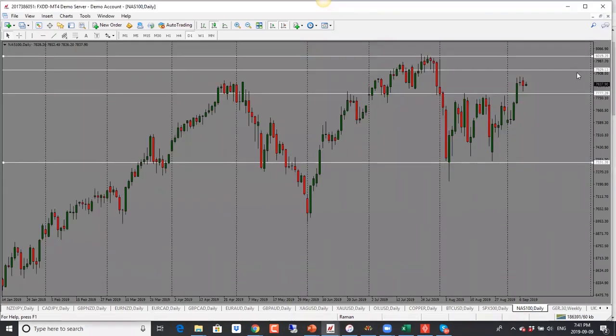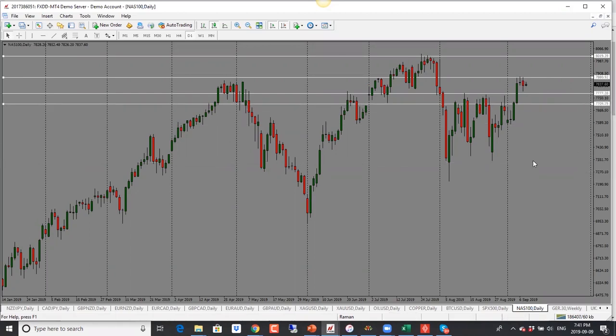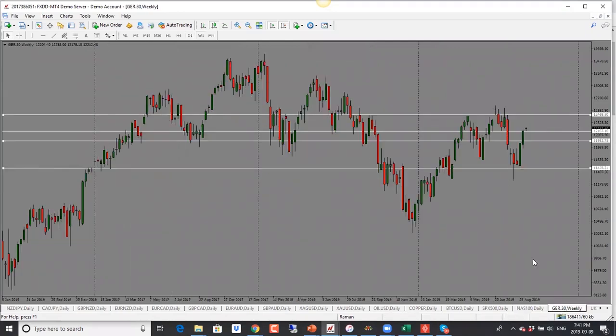NASDAQ here, this one is doing the same thing. It's stuck at a resistance level here. So 78.80 is the level where it's stuck. So bias is bearish. I will look for a move down towards the 77.80 level and then potentially into the 7700 level. So bias is bearish for NASDAQ.